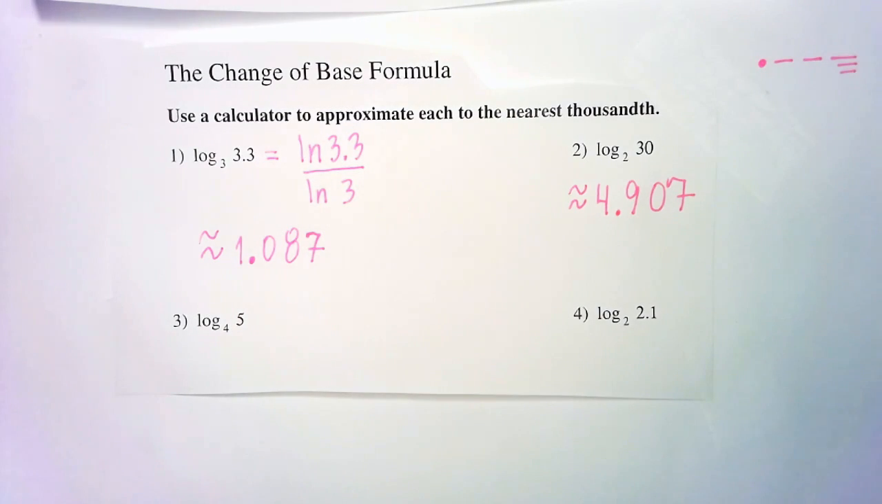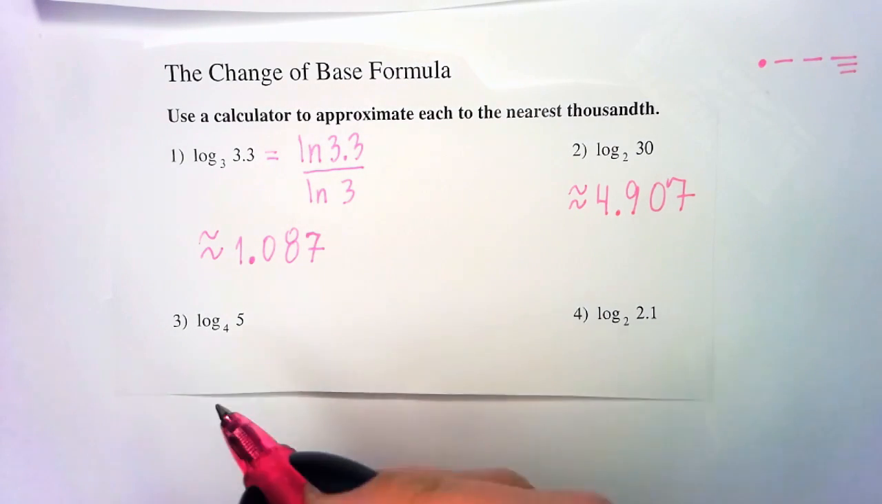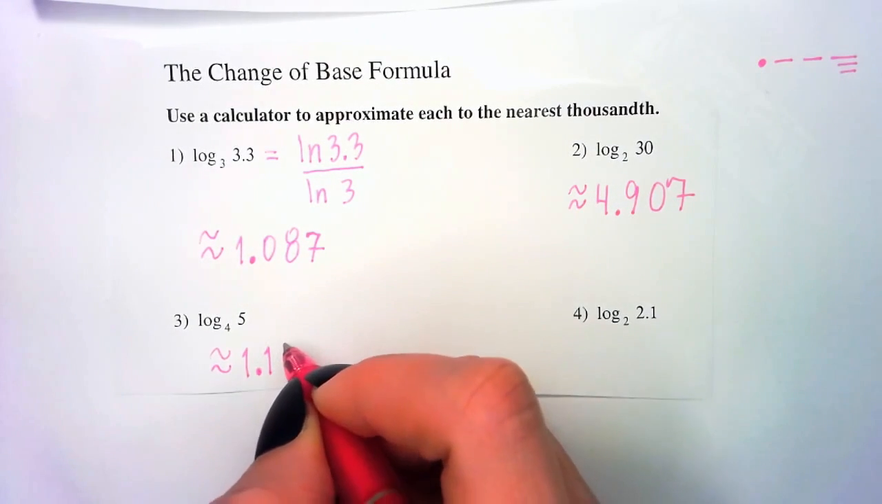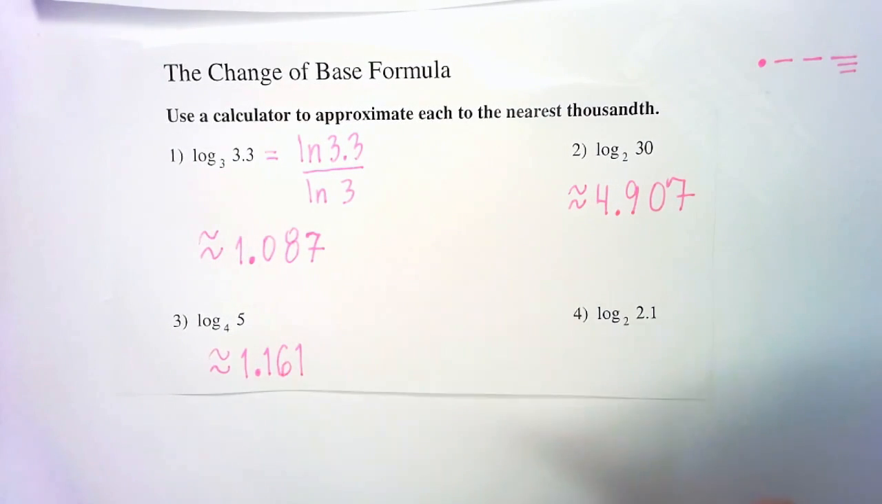Now you're going to try number 3 on your own. You should have gotten 1.161.